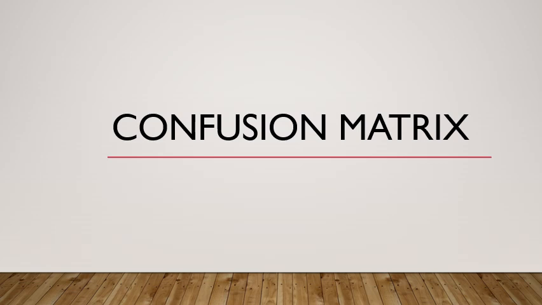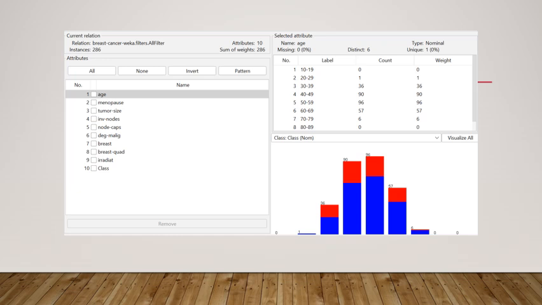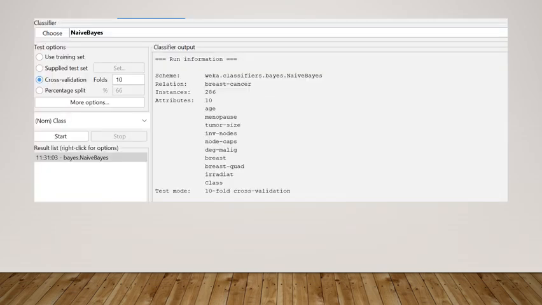Good day. Today's topic is all about the confusion matrix. But let's take a look at our data. We have here sample data sets on breast cancer, and we would like to analyze this by applying a classification algorithm. And the classifier will be giving us this output. The aim of the classifier is to identify whether there is recurrence in breast cancer patients or none.